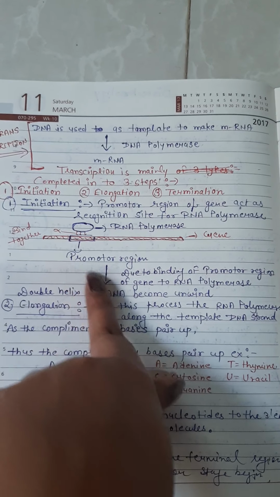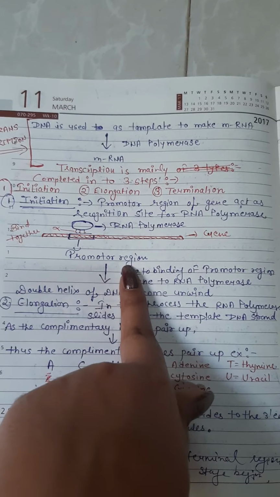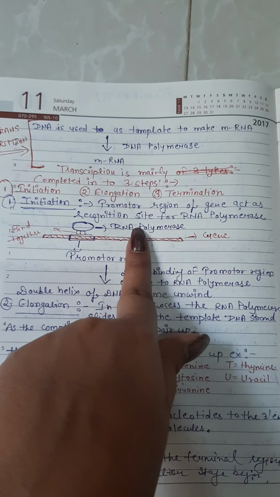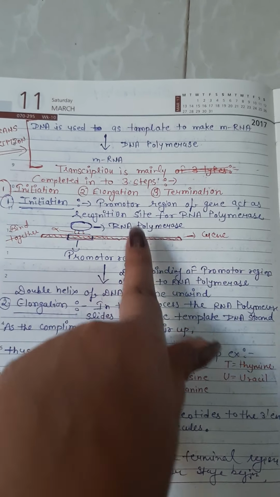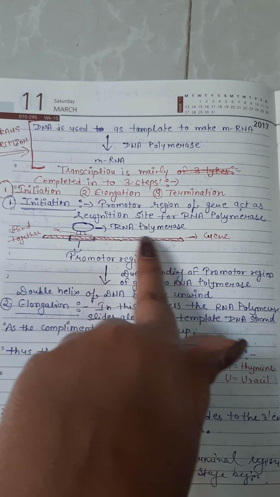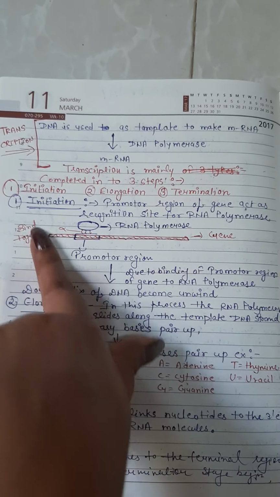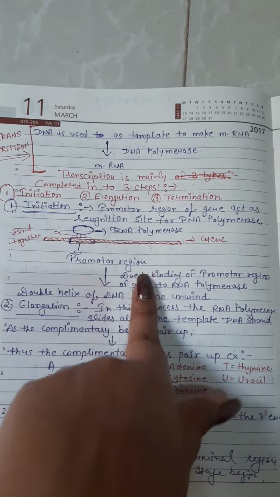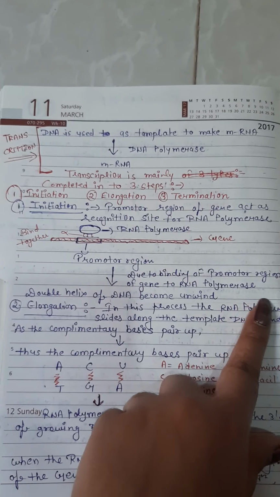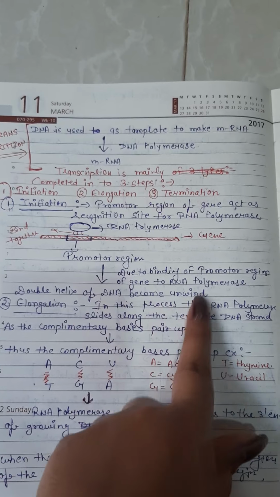The gene has the promoter region, or you can say the identification region, through which the RNA polymerase identifies that this is the gene and it has to bind with it. Or you can say this is the binding site of your gene. So RNA polymerase binds on the promoter region of the gene. Due to that binding, the double helix of DNA becomes unwound.